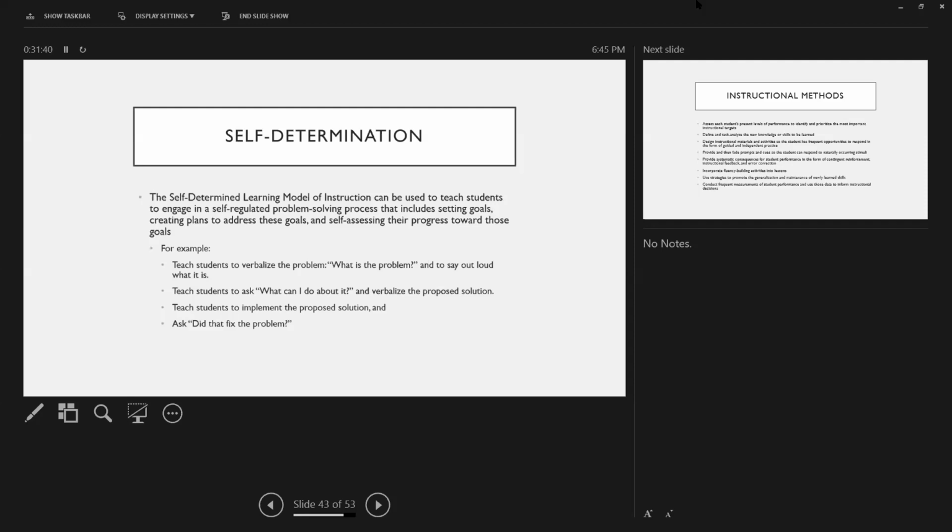And so basically the student would be taught first to verbalize what is the problem, and then to actually say out loud what the problem is. And then the student would then be prompted to ask her or himself, well, what can I do about it? And then verbalize that solution. And then the student would be taught to implement this solution, and then to engage in a bit of self-reflection. Did my solution fix the problem?